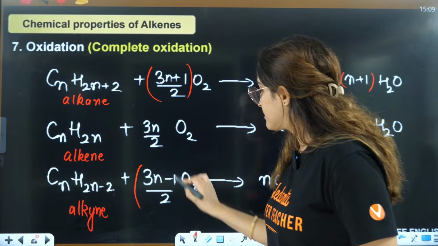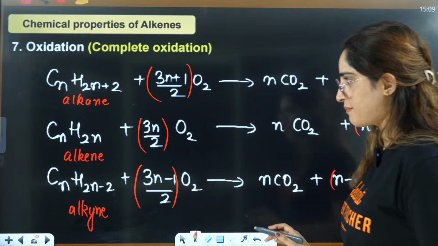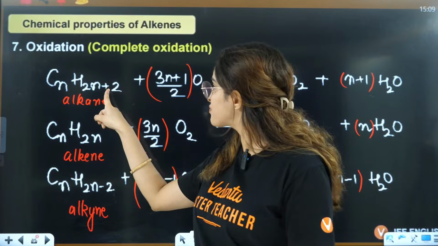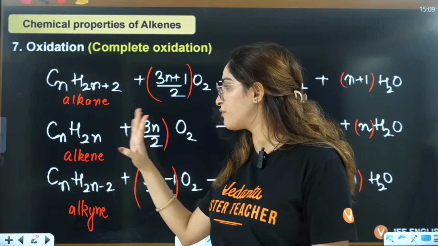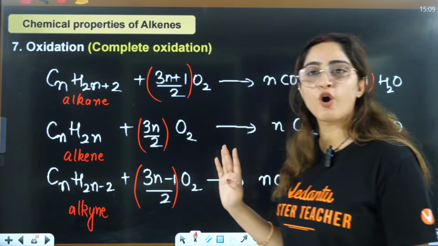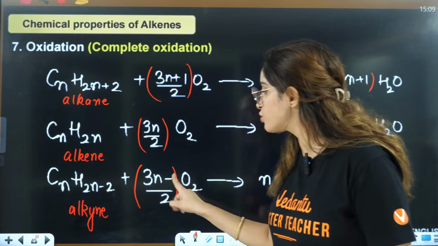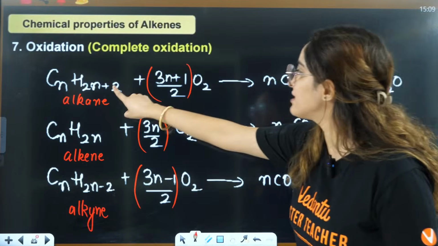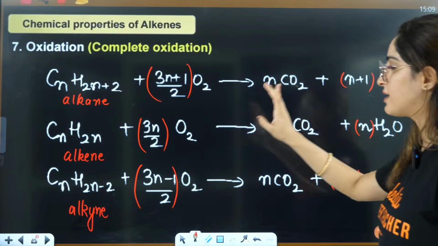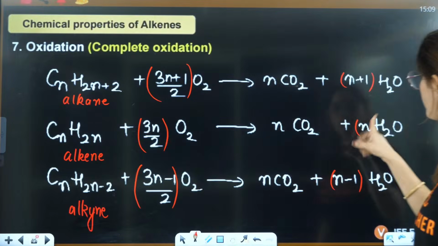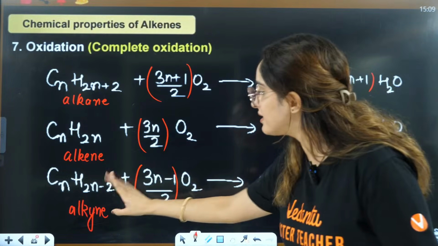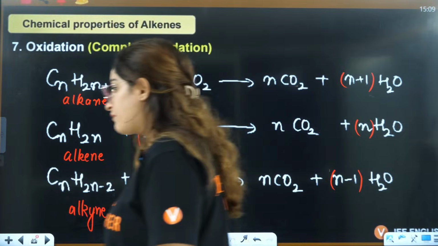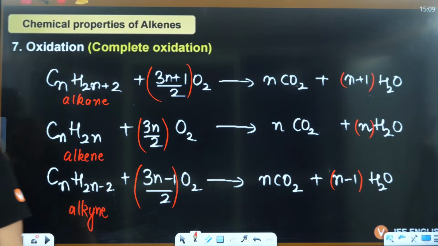I'll tell you a simple way of remembering this. Alkane, alkene, alkyne, you know the formulas. Here it is plus 2, so here you will have plus 1. Here you have nothing added, here also you will not add anything. Here you have minus 2, so here you will add minus 1. So that's a simple way of remembering this thing. Right? Okay.